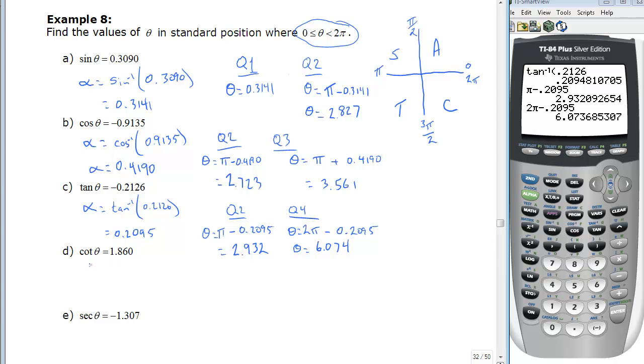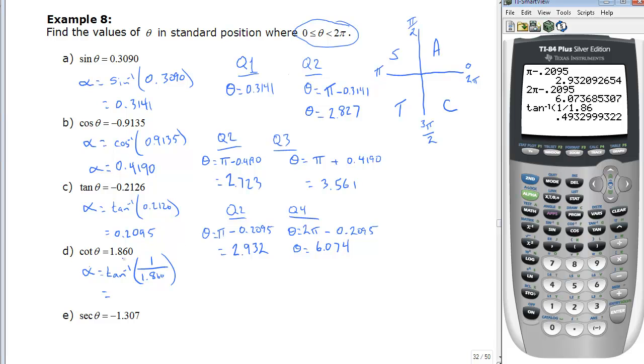Next example, we have cotan, but we don't want cotan. We want tan, so we're going to do this in one step here. We want tan inverse, but we can't take tan inverse of this. It's the reciprocal, so it's 1 over 1.860. If that was too quick, write the first two steps on your own and make sure you see where that came from. So tan inverse of that is 0.4933 rounded to 4 significant digits.